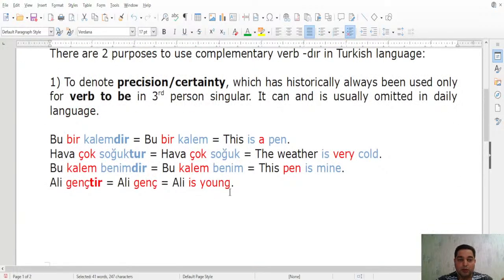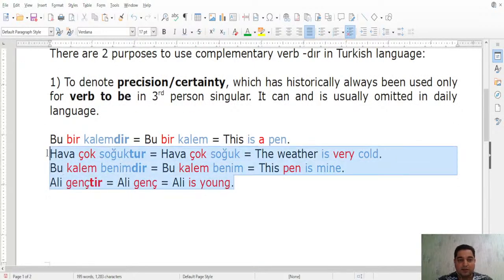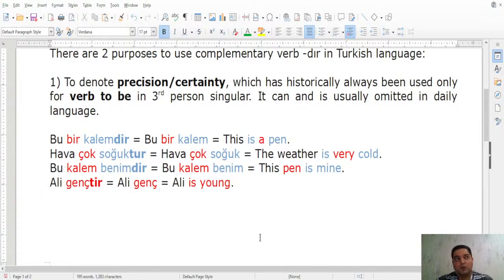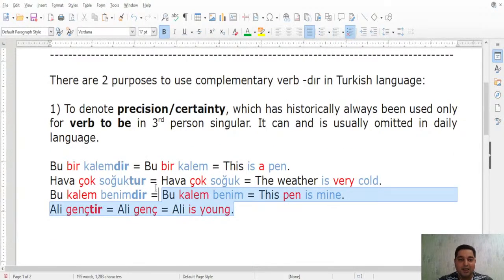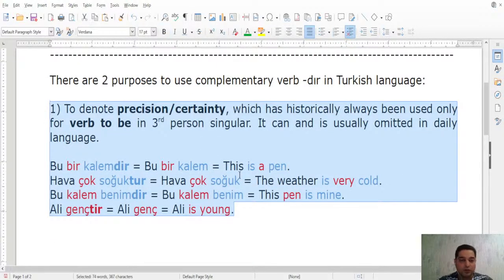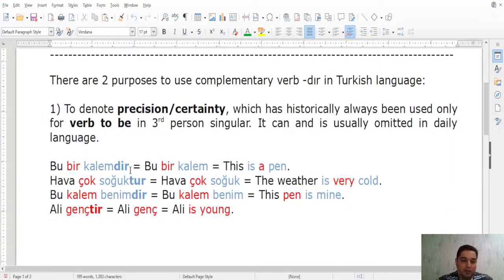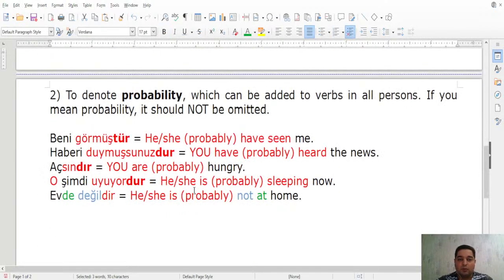Now, in modern Turkish, again, we don't use this, okay? For the first case, for precision purposes, we don't use this dır, dir, dur, dür, which means what? Most probably if people use this dır, dir, dur, dür, they're using it for probability purposes. So almost 80%, 90%, if people use it, it is probably because they want to mean probability. Because the first case is very old Turkish. It's not very much used today, so therefore we omit this dır, dir, dur to mean precision or certainty. But if we really want to denote probability, we definitely use them, and we cannot omit it.